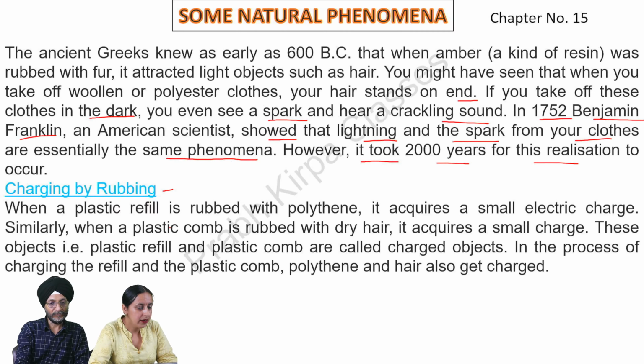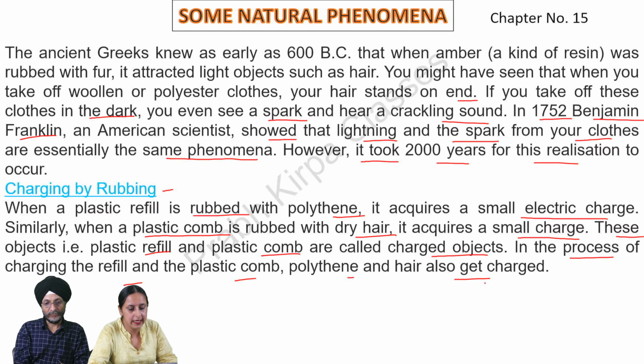Charging by rubbing. When a plastic refill is rubbed with polythene, it acquires a small electric charge. Similarly, when a plastic comb is rubbed with dry hair, it acquires a small charge. These objects, that is, the plastic refill and plastic comb, are called charged objects. In the process of charging the refill and the plastic comb, polythene and hair also get charged.